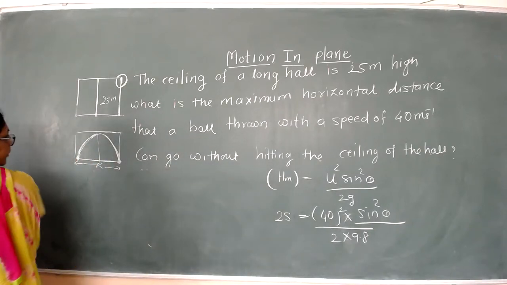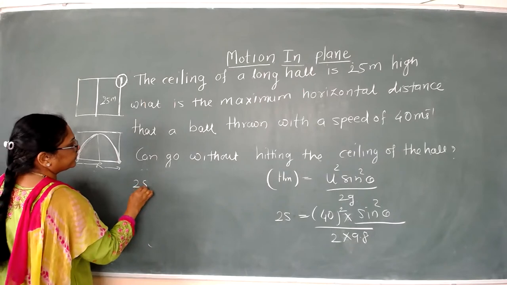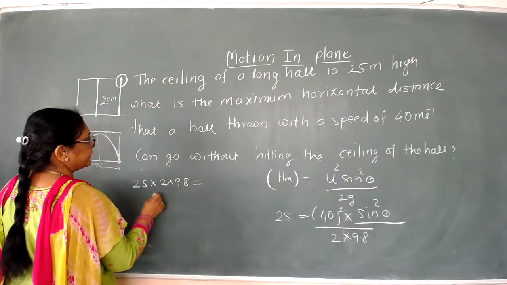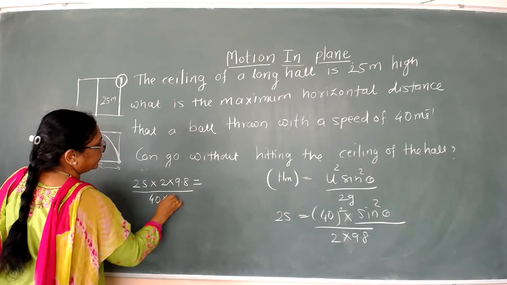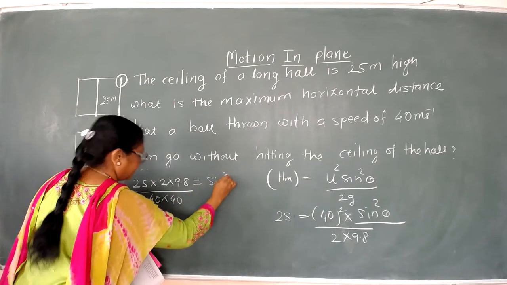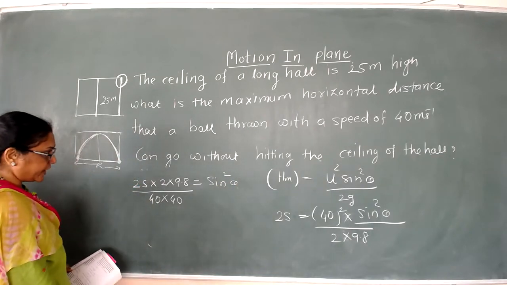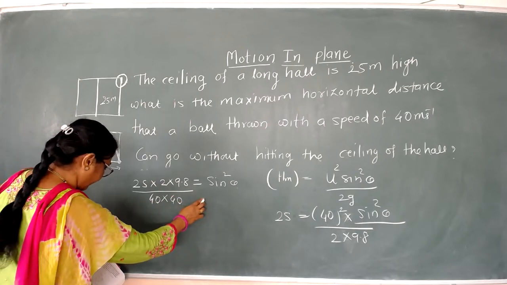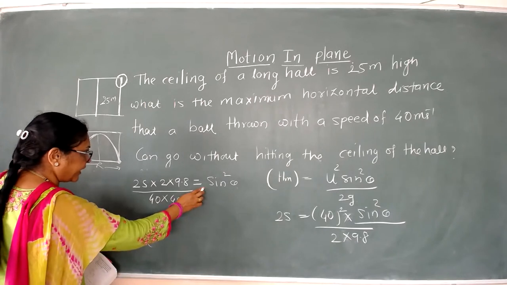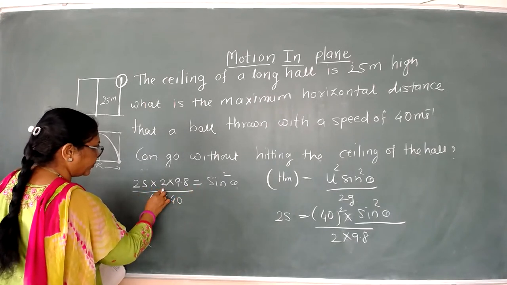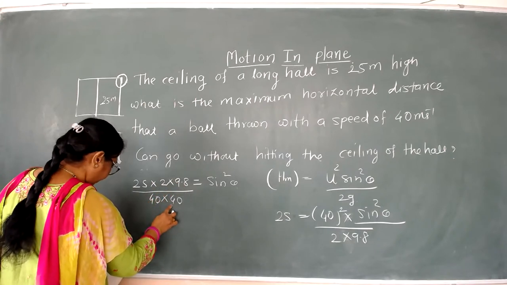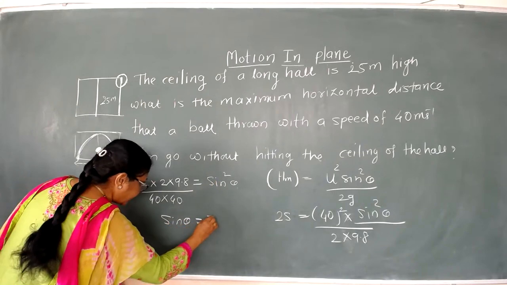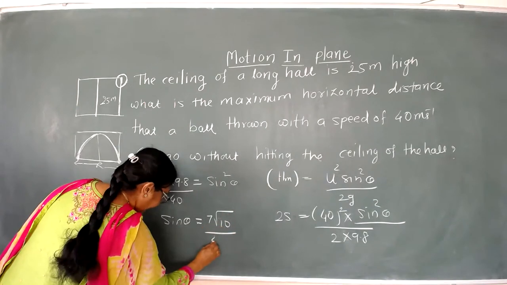Therefore, cross multiply this equation: 25 into 2 into 9.8 divided by 40 into 40 is equal to sine square theta. So calculate this value, and when we calculate this value we get the answer. Therefore, sine theta is equal to 7 into root of 10 divided by 40.